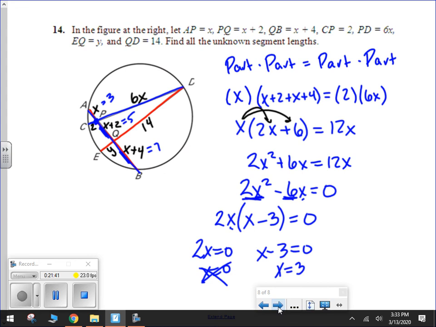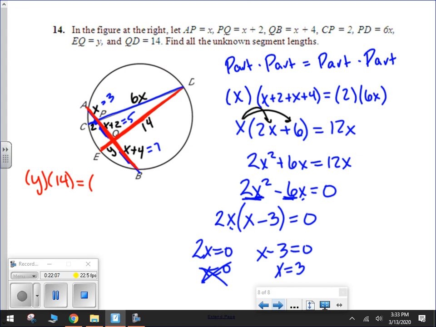Now, the vertex is inside the circle, which means I'm still doing a part times a part. So I'm doing y times 14 equals, for AB, one of my parts is 7, and the other one is 5 plus 3, which is 8. So I get 14y equals 56. And when I divide 14, I get 4 for y. And that's the length of that segment.